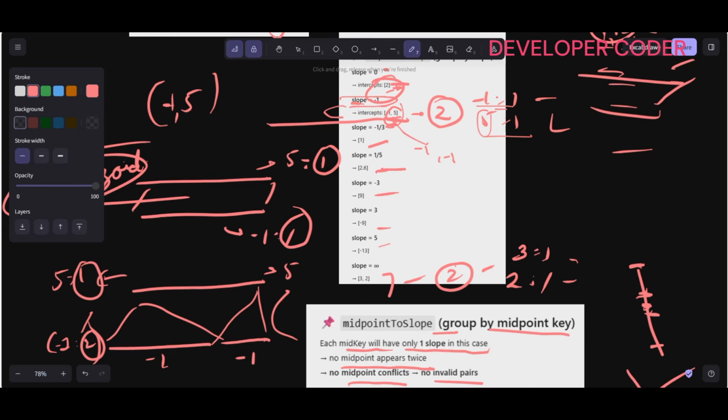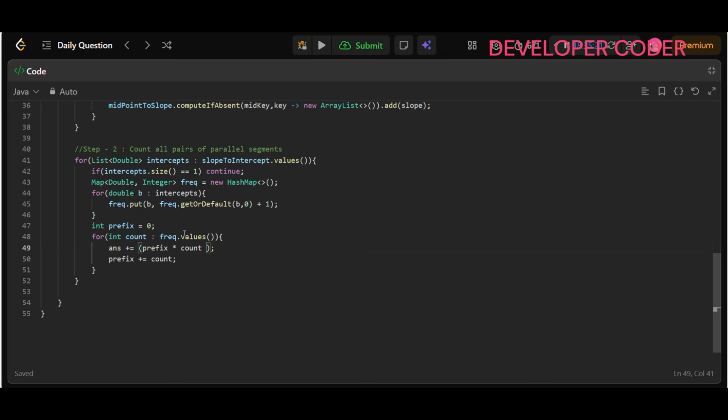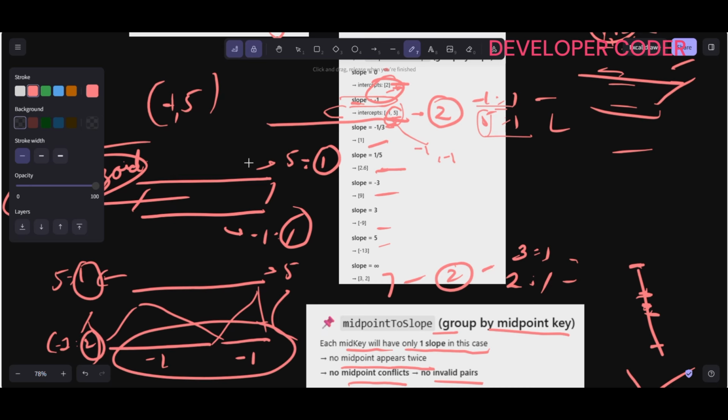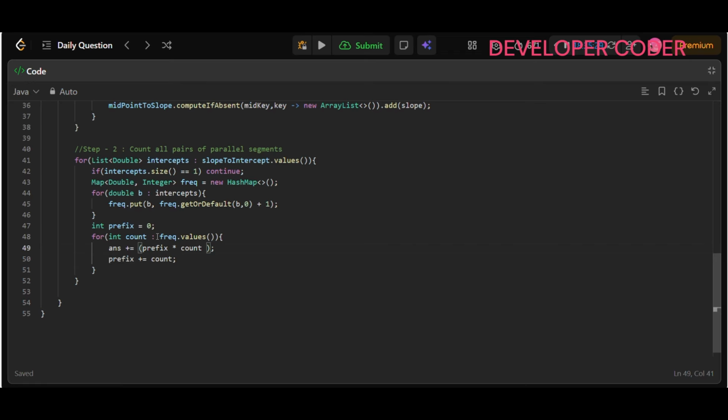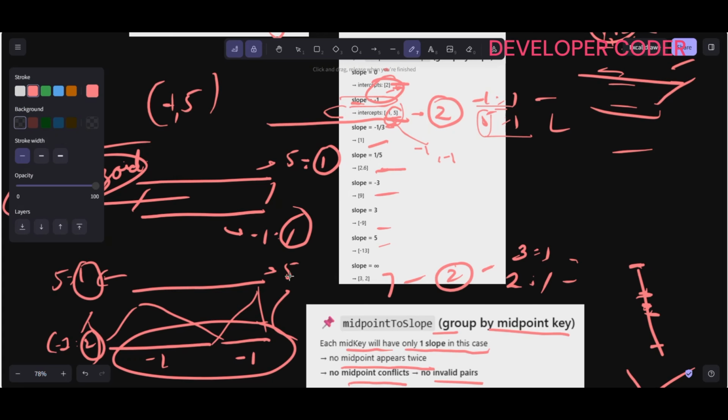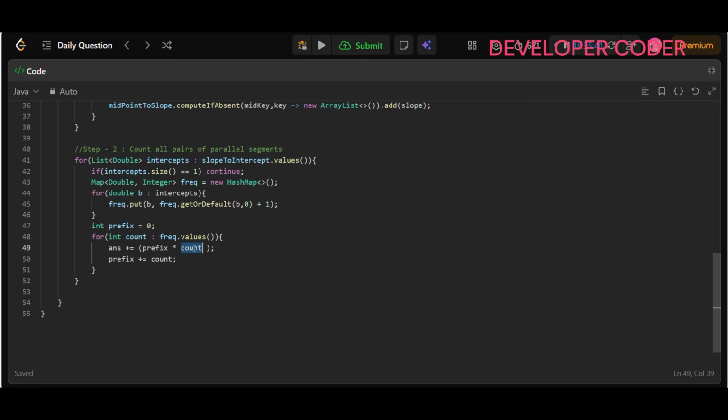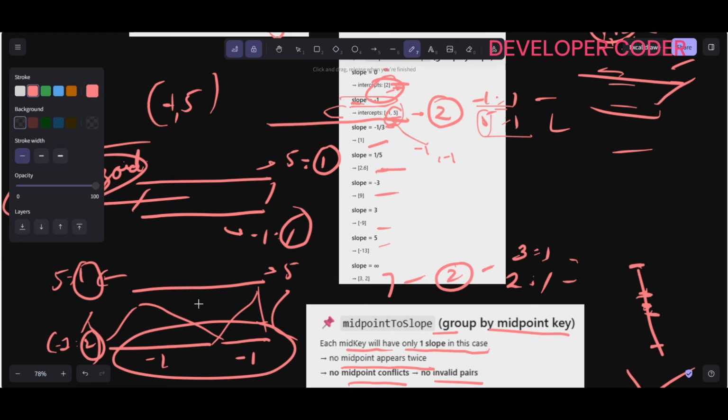So here if you see, let's take the same example, prefix 0. First time I see 2, and I'm iterating over the values only. So 2 into 0, I will get 0, and prefix becomes 2. Current count is 2 now. Next time I see 1, so count is 1 and prefix is 2, 2 into 1, my new answer is 2, and here this will become 3. So my answer is correct, I'm getting 2, and the total number of parallel lines I have seen until now is 3.